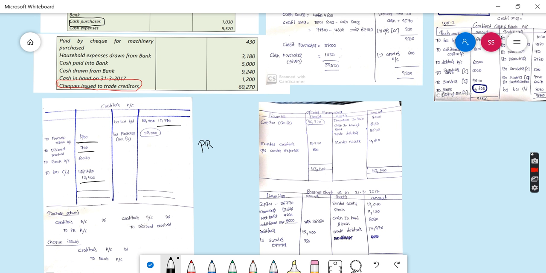And then here they mention cheque issued to trade creditors. So we have given a cheque to the creditors. The general entry will be creditors account debit to bank account 60,720. So we got the opening creditors, closing creditors, and all the other information. So we can balance this and find the credit purchases, right? Credit purchases is 58,000, and in the question they specifically mention cash purchases is 1,030. So total purchases will be 59,030 rupees.